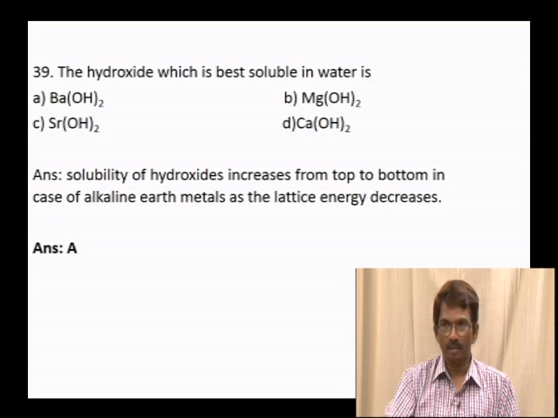The question number 39, the hydroxide which is best soluble in water. You have been given alkaline earth metal hydroxides here, barium hydroxide, magnesium hydroxide, strontium hydroxide and calcium hydroxide. The solubility of hydroxides increases from top to bottom when you move down along the alkaline earth metal group because of the decrease in lattice energy. So the bottommost element is barium, and therefore the barium hydroxide will have maximum solubility, and the correct option is option A.